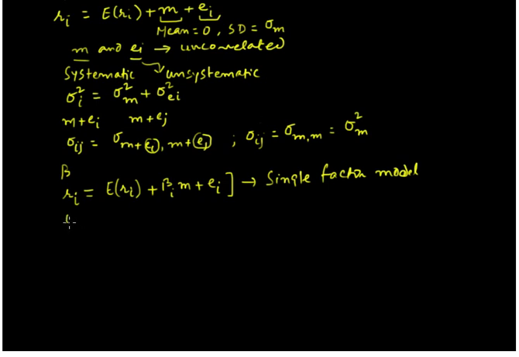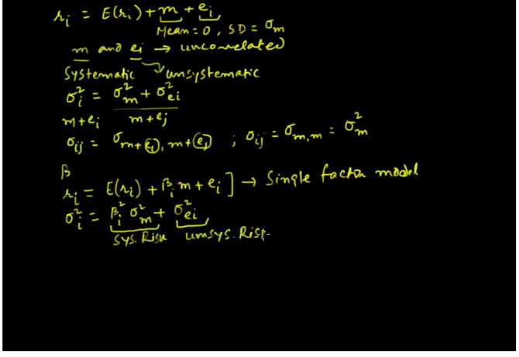If we want to write the variance of returns for I, we are going to again incorporate the beta into this expression. So we are going to write beta of security I squared times the variance of M plus the variance of the residual. This term here captures the systematic risk of the security, and this term here captures the unsystematic risk. We could also call this the residual variance, and we could also call this the firm specific risk.